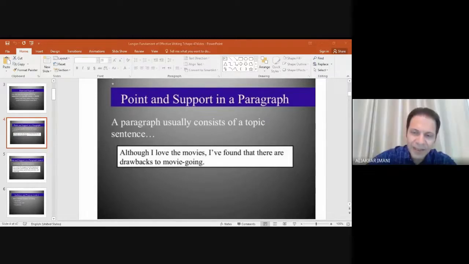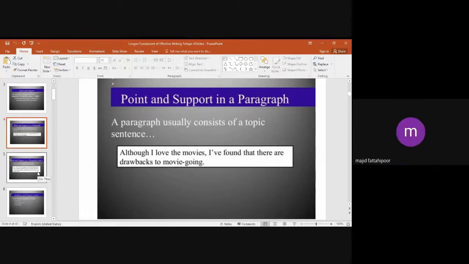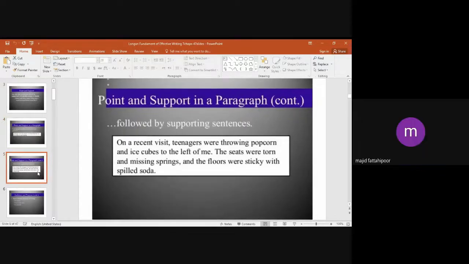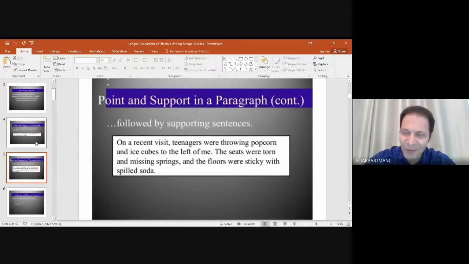Okay, Dr. Fatehpur, I will just clarify this point, if I'm not mistaken. You are asking our audience to support the sentence that you have written: "Although I love the movies, I have found that there are drawbacks to movie going." So you want them to write one sentence to support your sentence. Am I right? Yes, that's it. Okay. So, can everyone help write a few sentences in the chat box?